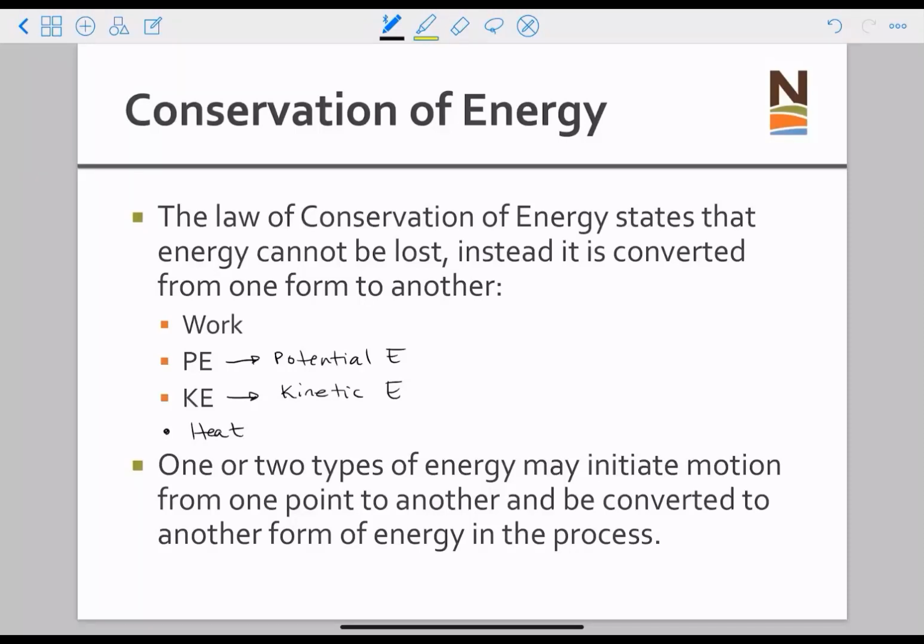So one or two types of energy may initiate motion from one point to another and be converted to another form of energy in the process. And we're going to look at some examples. One you can imagine would be taking a ball. If you're holding a ball in your hand and you throw the ball upwards.